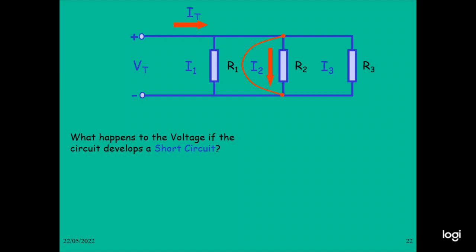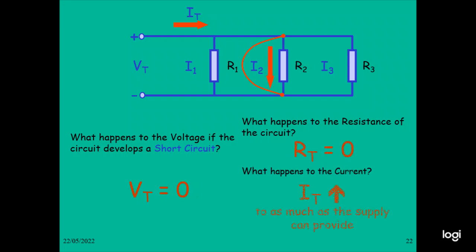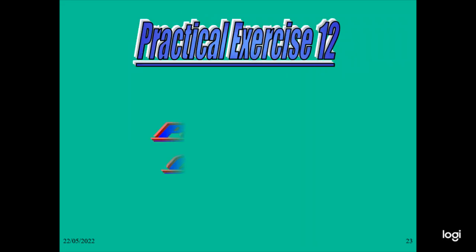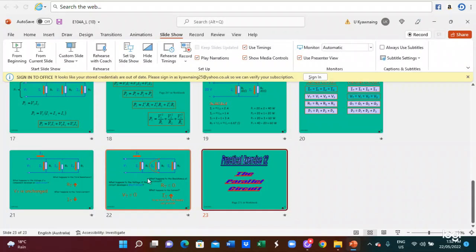So that this ID is a short, VD is equal to zero. The whole voltage will be zero. RD equal to zero, current will be increased. So then we need a short circuit. Then you do the practical exercise.